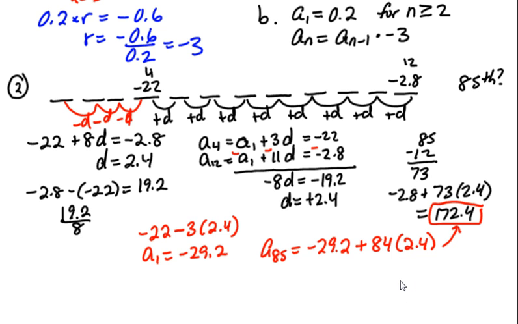The formula, in case you want to know what it is, a sub n is equal to a sub 1 plus n minus 1 times d. But so many of you were trying to memorize the formula without understanding it that you messed it up. So understand it, and then you don't have to remember it. That's the word to the wise.